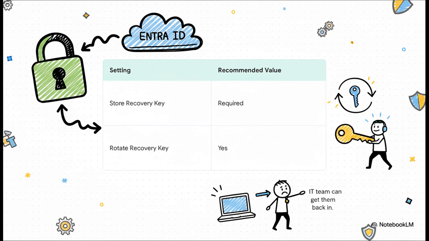This is your get-out-of-jail-free card. When a user gets locked out, and it will happen, this is how your IT team saves the day. And while we're here, turning on key rotation is just a fantastic best practice. It just quietly swaps out the key every so often for even better long-term security.